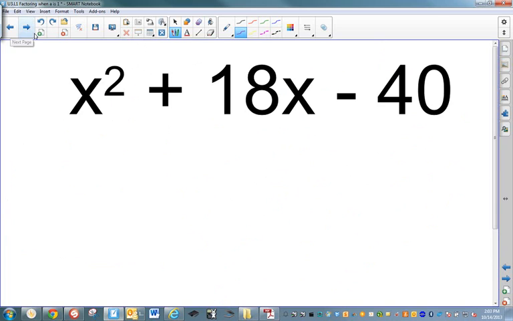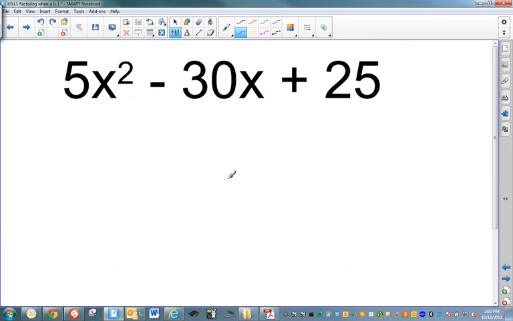Consider this one. Big numbers. 5x squared minus 30x plus 25. 5x squared minus 30x plus 25.